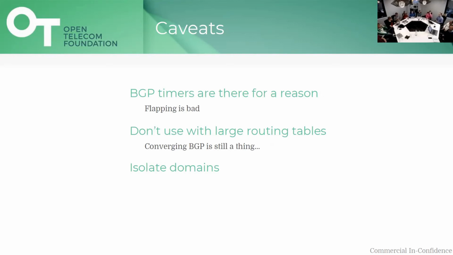There are some things you should keep in mind. Basically, it's the sensible, don't bring too much Kool-Aid thing. BGP timers are there for a reason, so flapping is bad, and especially with large routing tables, you can easily just kill the CPU of your router. Even on quite low-end boxes, it's still all CPU bound anyway. It's sometimes even single threaded. So with large tables, you're going to end up with your network being affected by high CPU usage. So you have to take care. Don't use it with large routing tables.